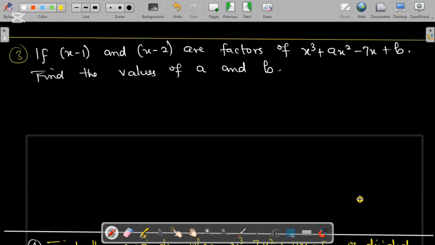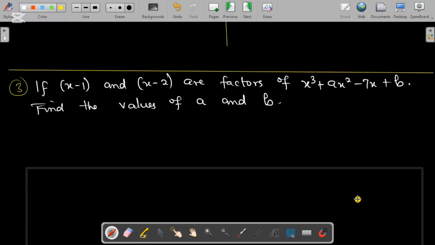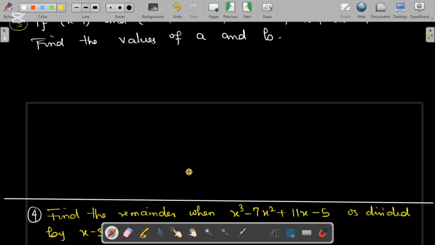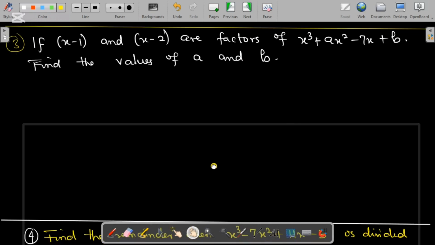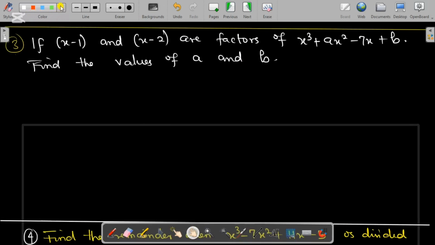And straight away we go over to number 3 now. Okay, so number 3 says that if x minus 1 and x minus 2 are factors of this polynomial, then we should try to find a and b. Okay, so let's try to do that.